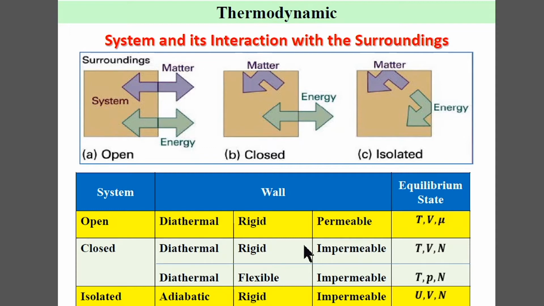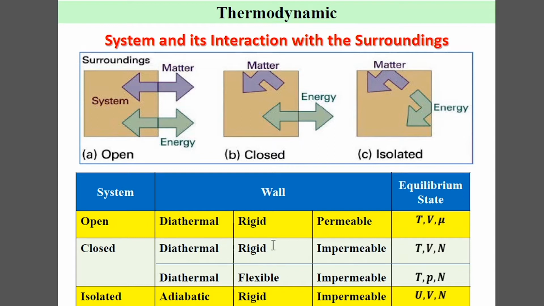So if they are impermeable and rigid, that rigid means the volume is fixed. So when we are talking about an equilibrium state, when we want to reach it, what should be the condition which should become constant? Diathermal means you will have energy transfer so that the system and surrounding come to an equilibrium, and that is why temperature is one thing which should be constant.